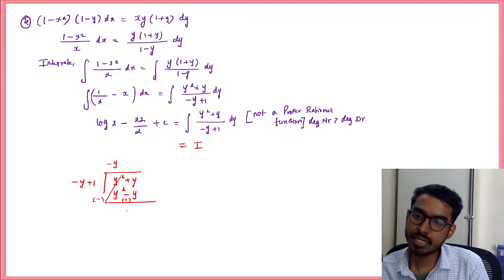Subtract this, it will get cancelled. This will be 2y. So minus y into what is 2y? It is minus y into 2, right? Minus y into 2y, 2 is 2y. This will be minus 2.